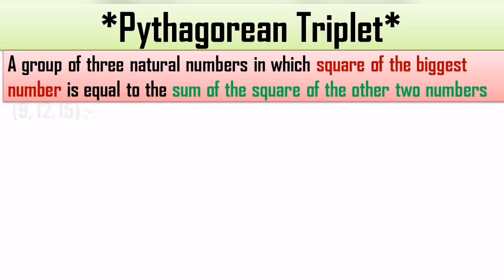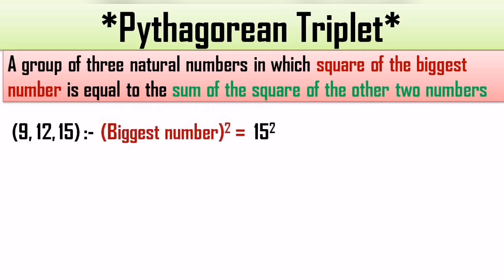So for instance, these three numbers 9, 12 and 15, we will check whether they are Pythagorean triplet or not. As per our way, I'm going to find the biggest number first of all and do the square of it. Among these three, 15 is the biggest number presently over here, right? So find the square of it, we get the answer 225, correct?